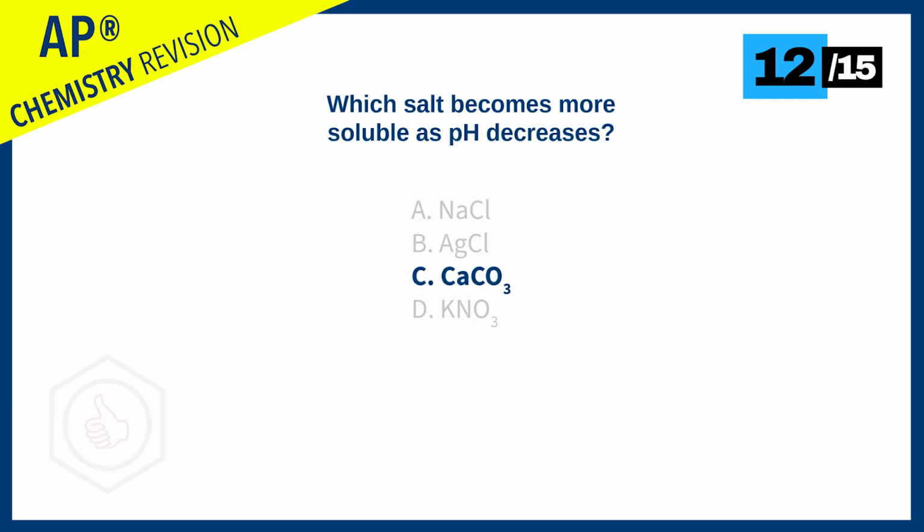The answer is CaCO3, calcium carbonate. The CO3 2 minus ions in calcium carbonate can accept H plus ions to form hydrogen carbonate ions, HCO3 minus. When they do this, the concentration of CO3 2 minus in the solution decreases, and the equilibrium for the dissolving of the calcium carbonate shifts to the right, the forward direction, and more calcium carbonate can dissolve.